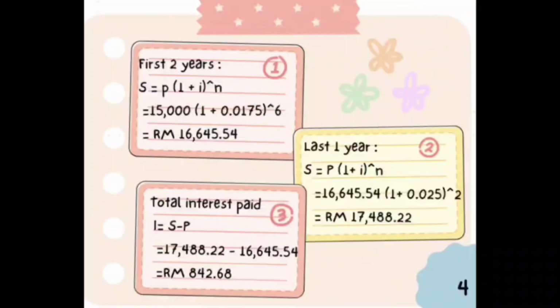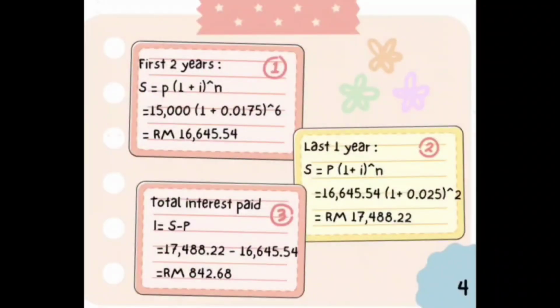The S figure will be taken from the second step, and the P figure will be taken from the first step answer, which is 17,488 ringgit and 22 cent minus 16,645 ringgit and 54 cent, and our final answer will be RM 842 ringgit and 68 cent.